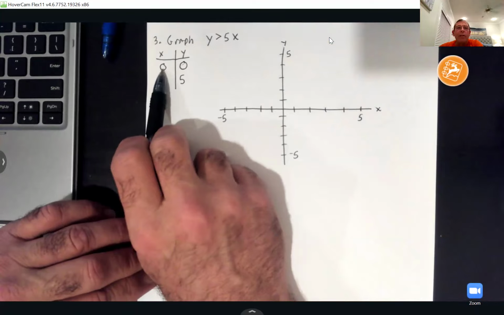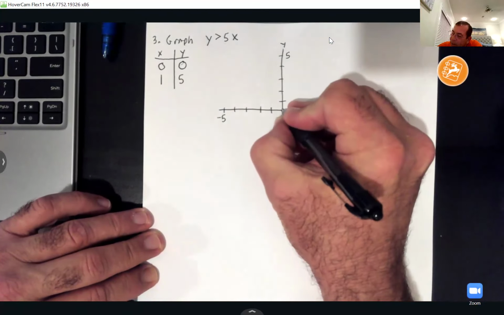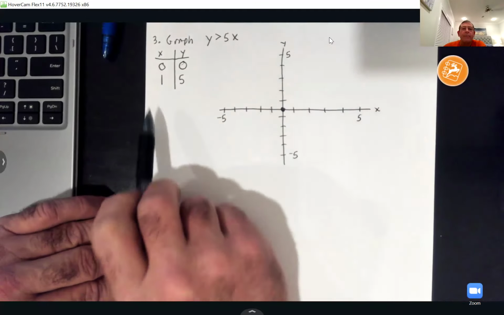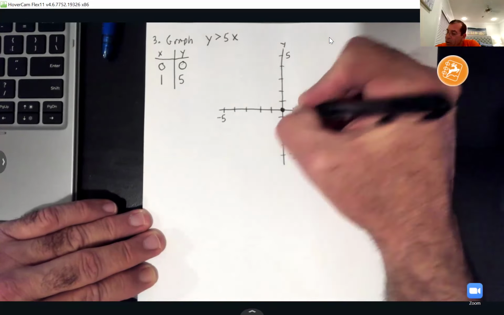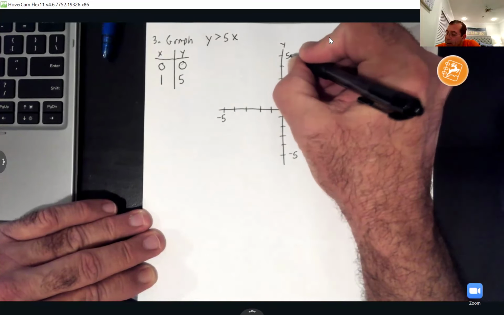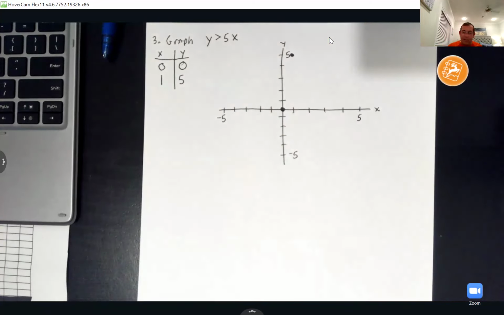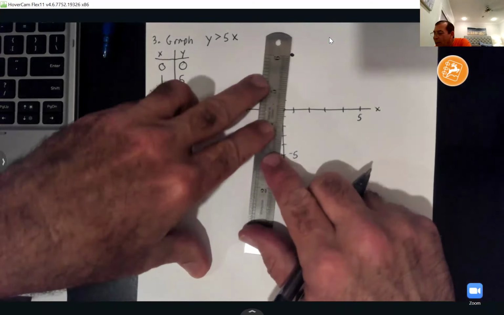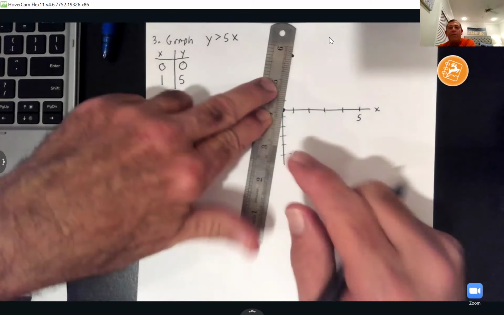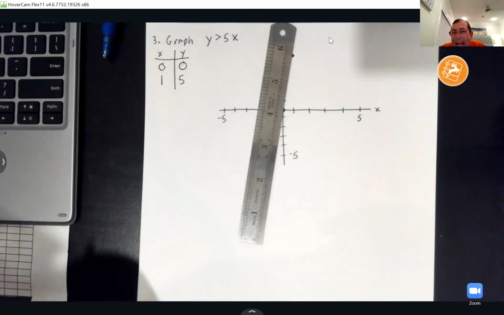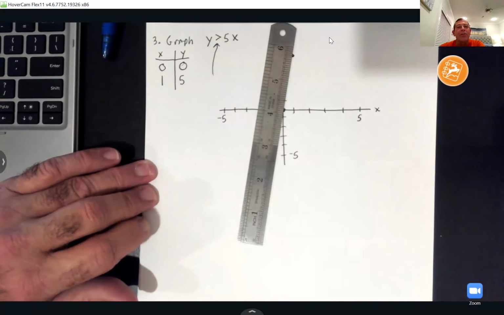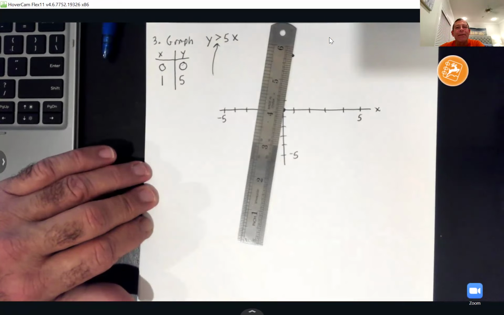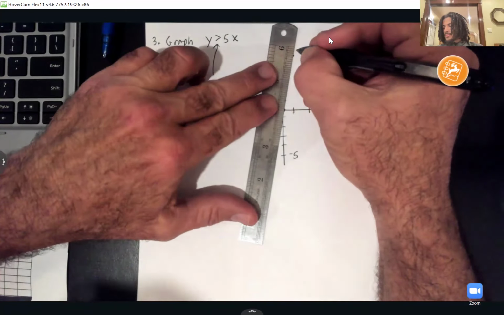So first of all, my first point, 0, 0. Well, y'all, that's sitting right there in my origin. Second point is 1, 5. So right 1, up 5. So right 1, up 5 puts me right here. So let me ask y'all this. Do y'all think I'm going to draw that with a solid line or a dashed line? And remember, to determine that, I'm looking at that little inequality right there. Dash line. Dash line. So let me dash this.